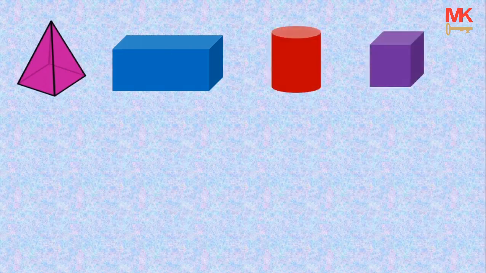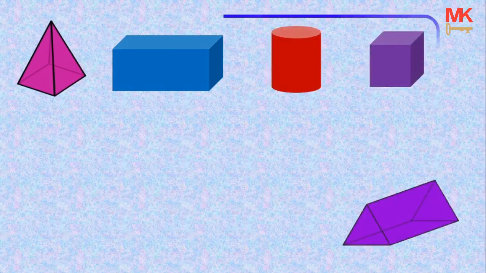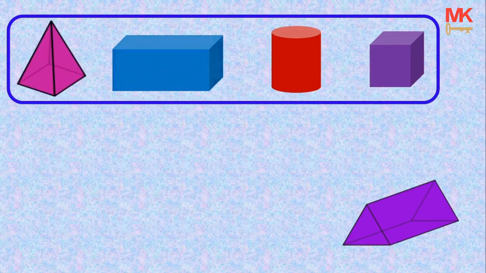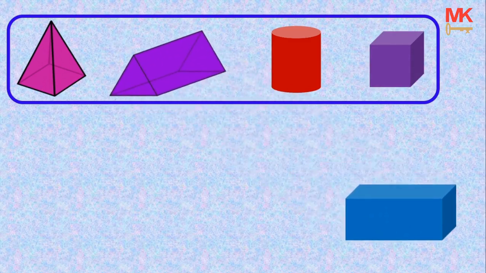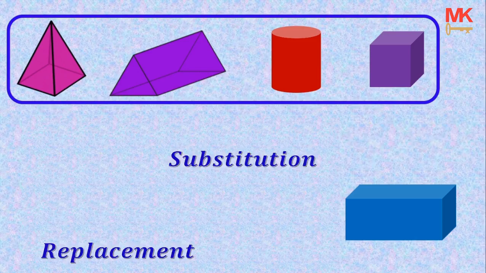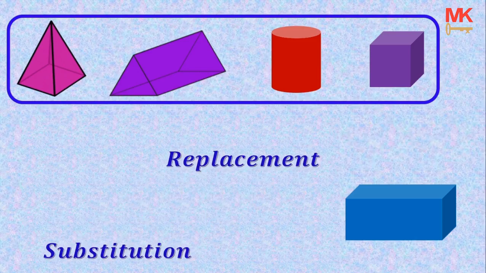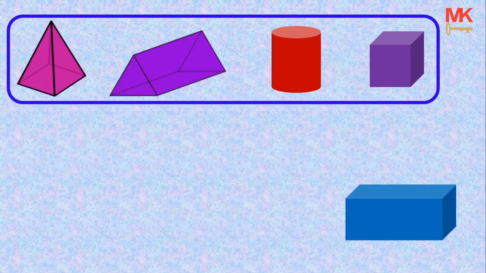Suppose we have the geometric figures: the pyramid, the cuboid, the cylinder, the cube, and the prism. Looking at these four figures, the pyramid, the cuboid, the cylinder, and the cube, if we decide to replace the cuboid with the prism, then we say that we have substituted the prism for the cuboid. Alright, so in other words, the word substitution also means replacement. So both of them can be used interchangeably because they mean the same thing.